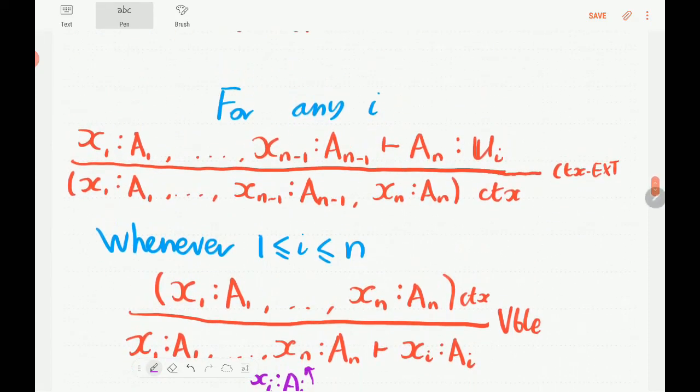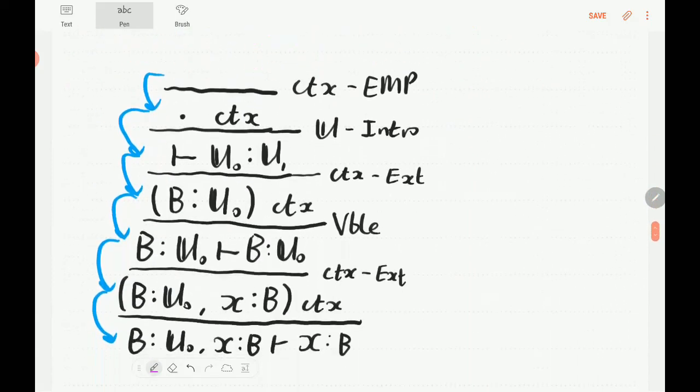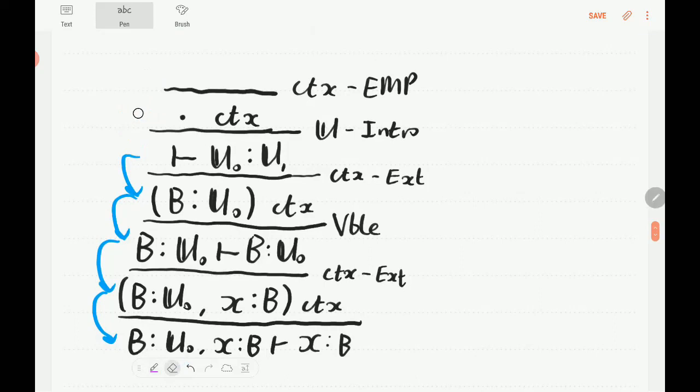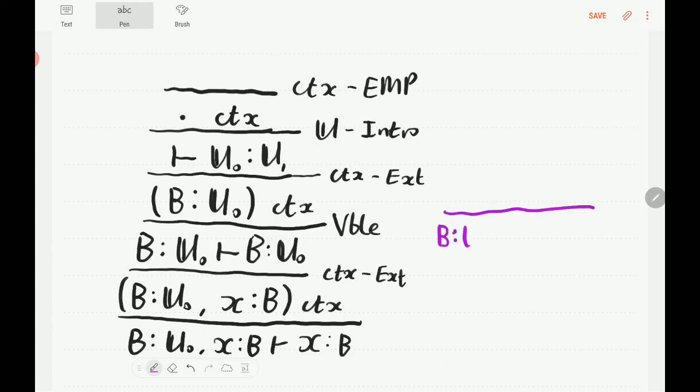Let's now have a look at how these different rules work together. We're really going to derive something which in a sense seems kind of obvious. And that's basically the idea that from no assumptions, if capital B is a type, in other words, if capital B is a member of our zeroth level type universe, and if X is a variable of type B, then that entails that X is a variable of type B.